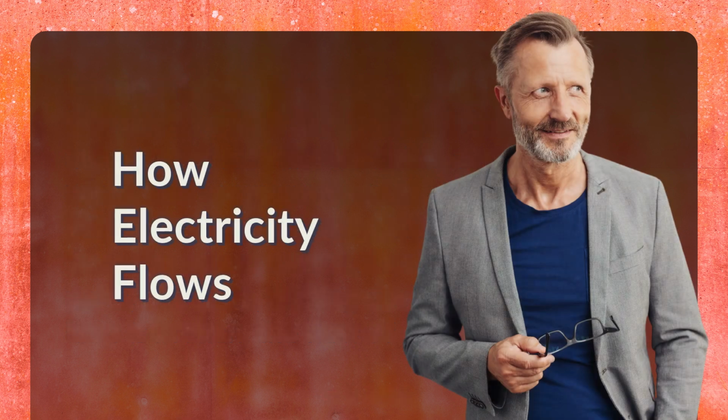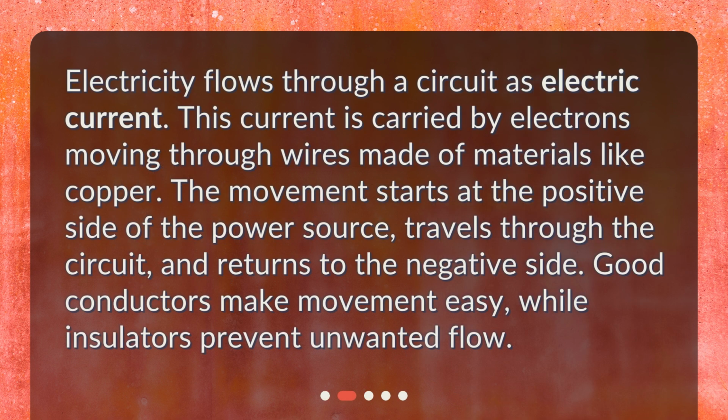How electricity flows? Electricity flows through a circuit as electric current. This current is carried by electrons moving through wires made of materials like copper. The movement starts at the positive side of the power source, travels through the circuit, and returns to the negative side. Good conductors make movement easy, while insulators prevent unwanted flow.